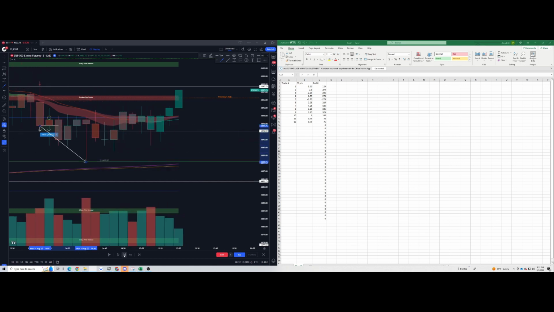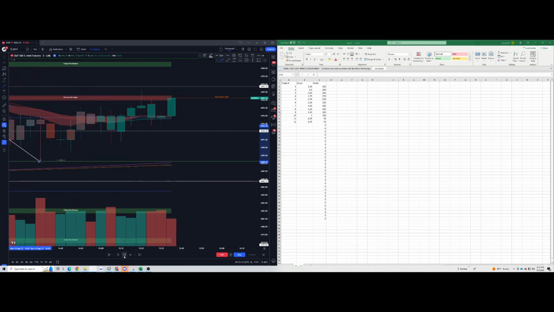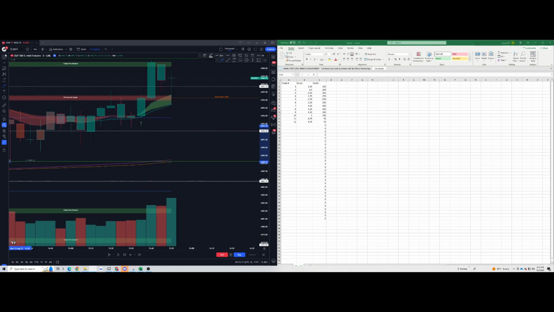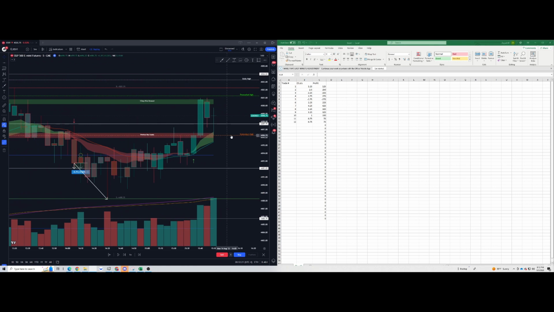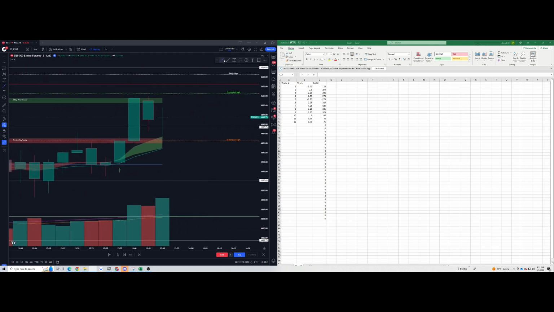And let's continue. Oh, I totally missed this. Okay. So this is our level we marked earlier. This did actually go straight to the next zone, but if we stick again to our level, from here to here is 1.5 points. We could have used this zone as our stop or the 9 EMA. So 1.5 points.